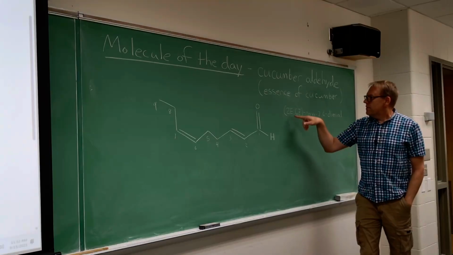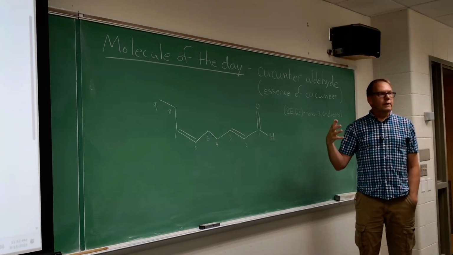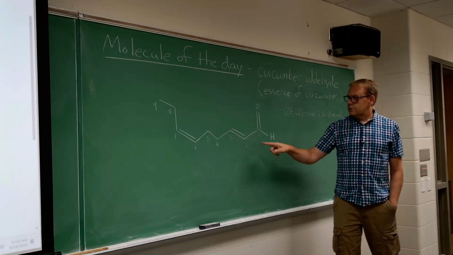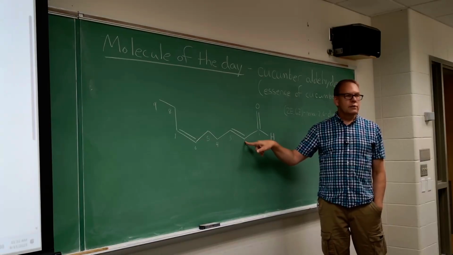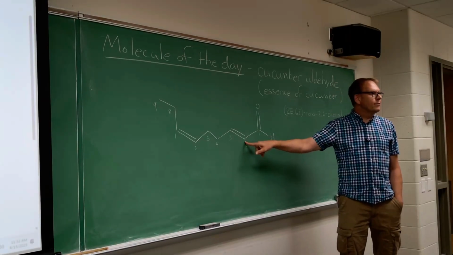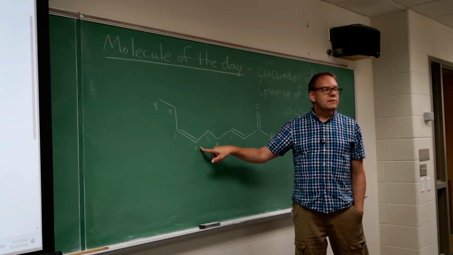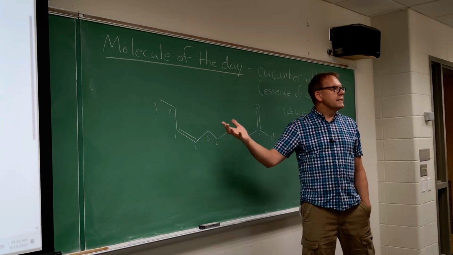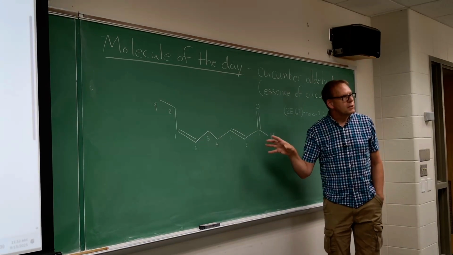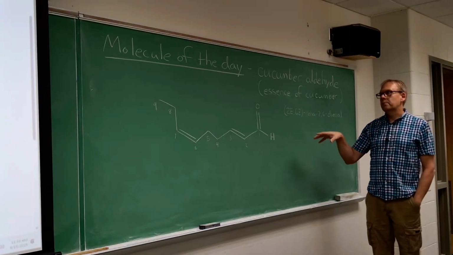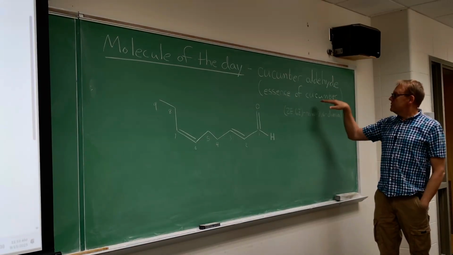And then the E and the Z tell you what the stereochemistry is. The 2-3 double bond is a trans type double bond, or E for entgegen. And then the 6-7 double bond is the Z type. We would also call that cis. So not that the systematic name is super important, but I just wanted to point it out. This is essence of cucumber.